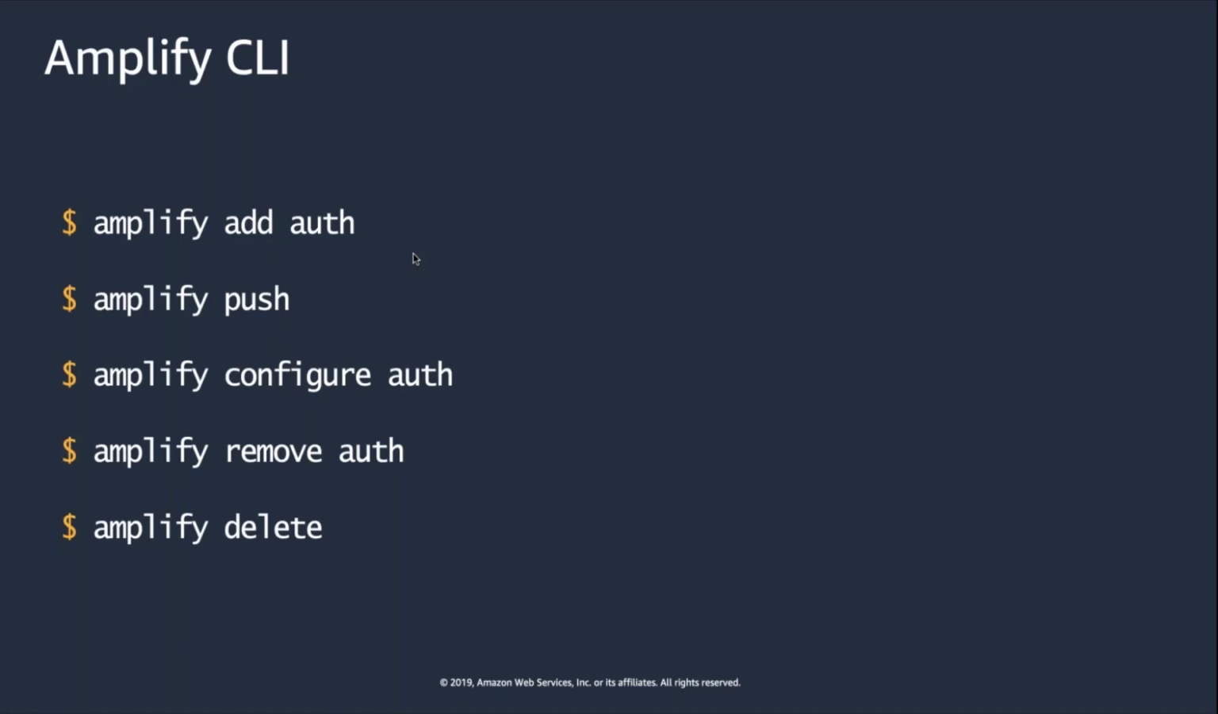Then the Amplify push command is the one that actually will push and create the backend resources. Some of the other commands are amplify remove auth if you want to remove a category, which is completely possible. And then amplify delete is really helpful if you want to completely clean up the backend resources. Go to your app project, just run amplify delete, and it will take care of deleting all of the backend resources that you may have set up.